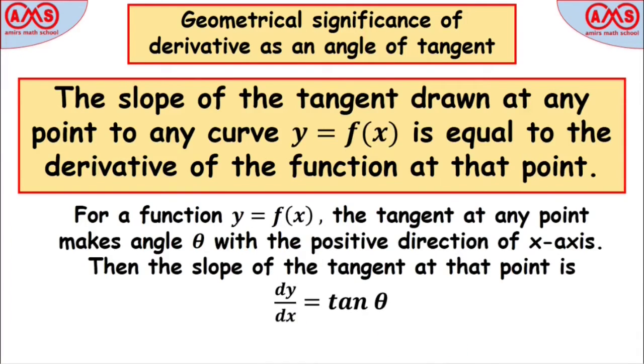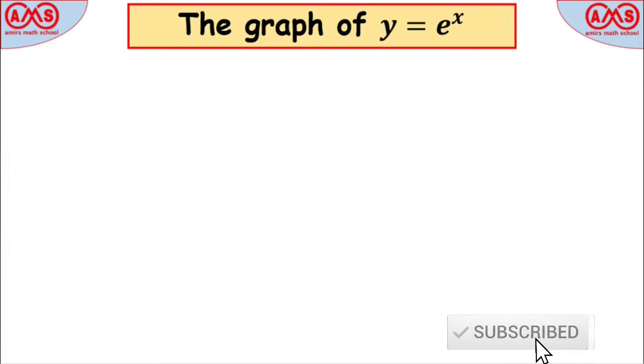In this video, we are going to show the answer to the question, why the derivative of e to the power x is again e to the power x, using this geometrical significance of derivative as an angle of tangent. That is, using dy by dx equal to tan theta. Now, let's see the graph of y equal to e to the power x. That is the graph of the exponential function.